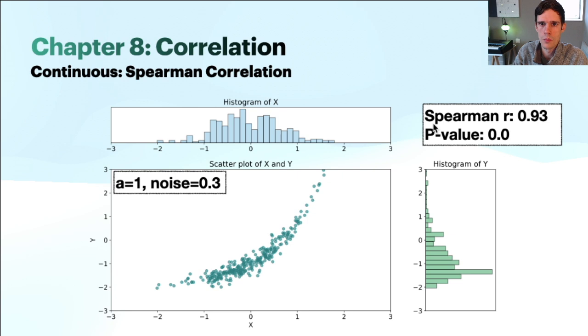And again, if we compute the Spearman R coefficient, we see 0.93. So very correlated, because very close to 1, and the p-value is 0. So we can be very confident. Now also from this visualization, we see that even though X is normally distributed, Y is certainly not normally distributed.